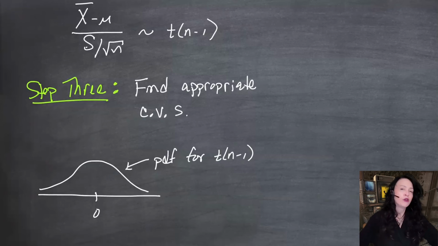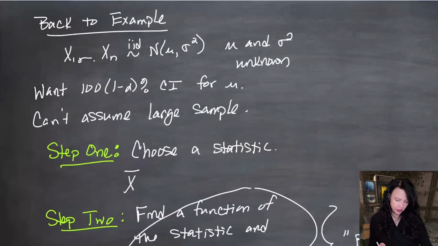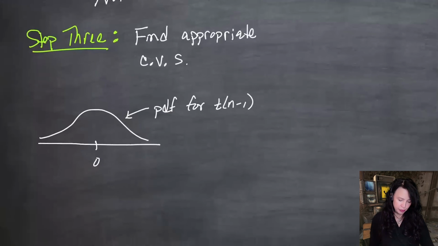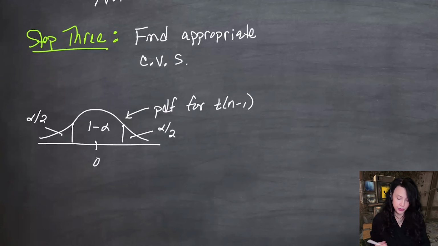This is a horrible PDF and it is not integrable. After this, we're going to work with PDFs where we can actually integrate and find critical values using integrals and not tables. But for the t-distribution, there is a t-table. So did I give the instructions? Yes, 100 times 1 minus alpha percent. So let's put area 1 minus alpha in the middle, alpha over 2 on each side for reasons we talked about. You could slide this around. And then these two are critical values.